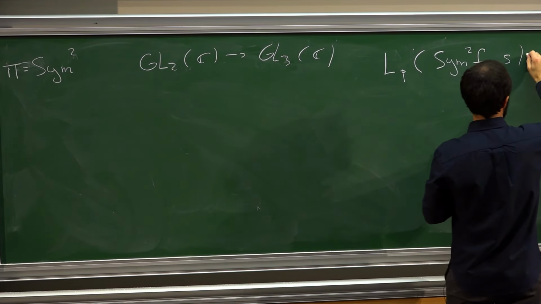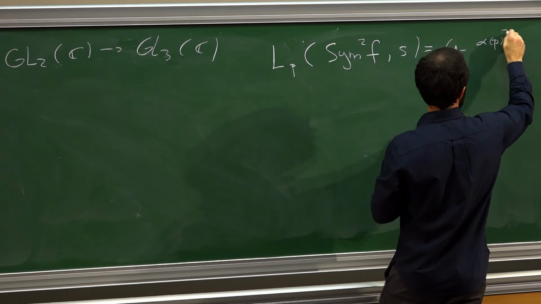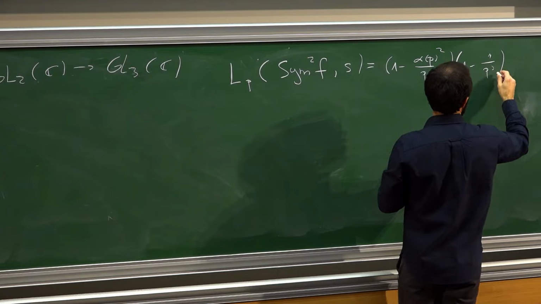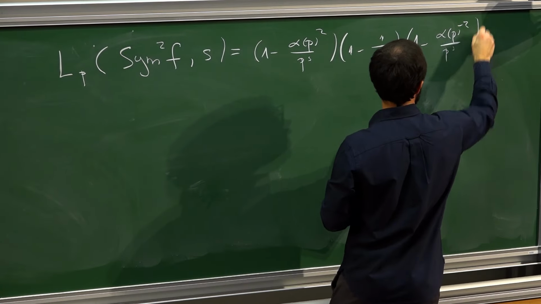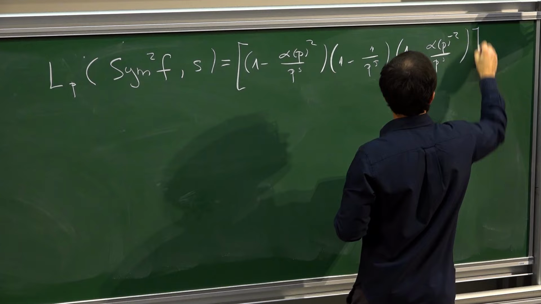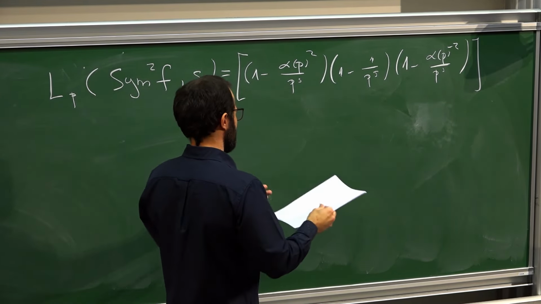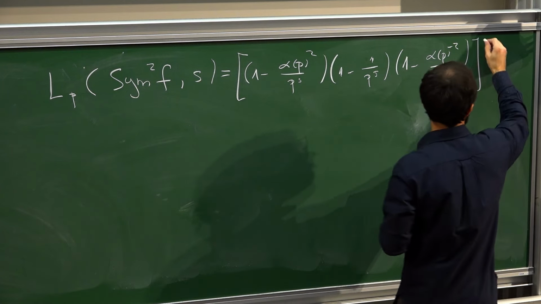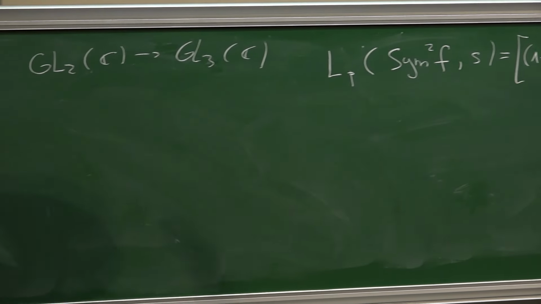And this factor at p is now degree 3 and looks like 1 minus alpha squared over p to the s, then 1 minus 1 over p to the s, and 1 minus alpha to the minus 2 over p to the s. So you can see how the symmetry works: if alpha and 1 over alpha are the weights under the fundamental of GL2, then the weights under the symmetric square of GL2 are going to be alpha squared, 1, and alpha to the minus 2. So this is one important formula which will play a role.